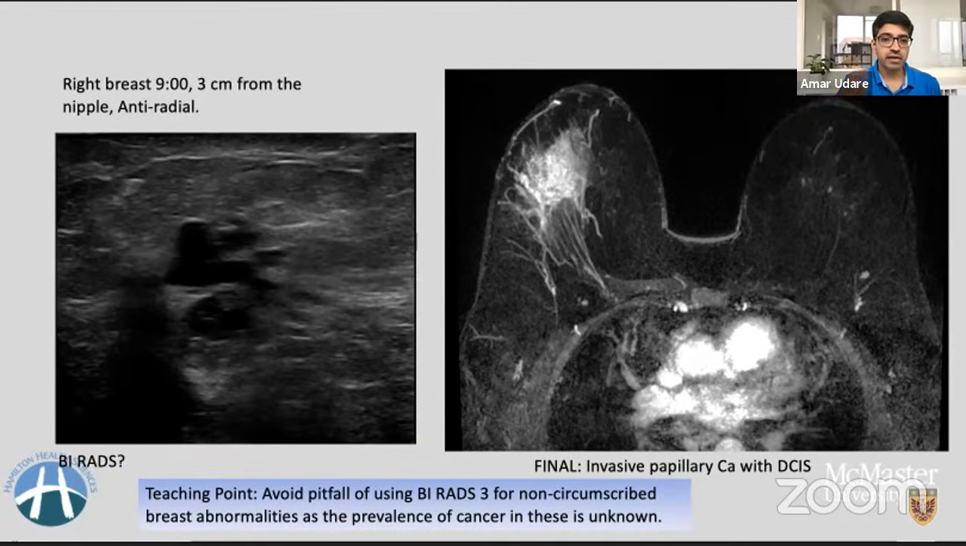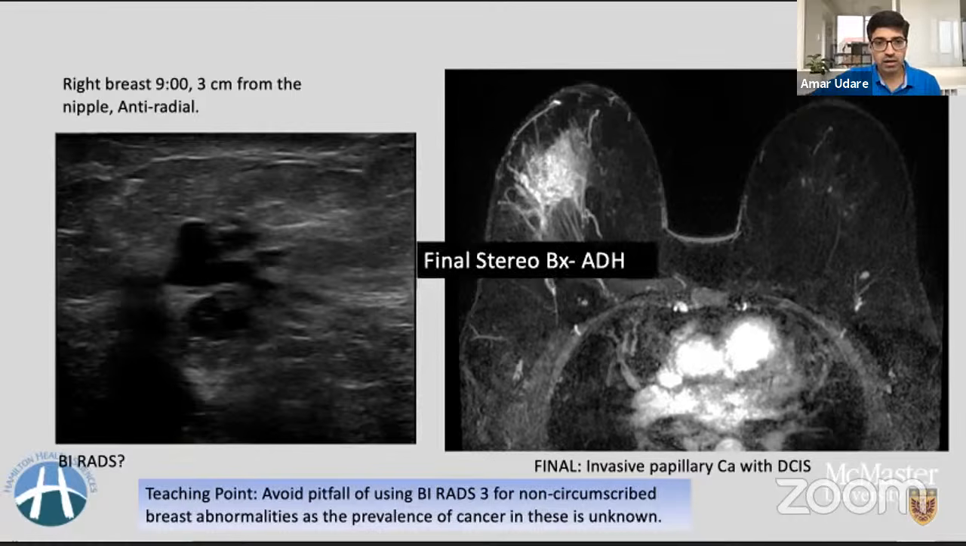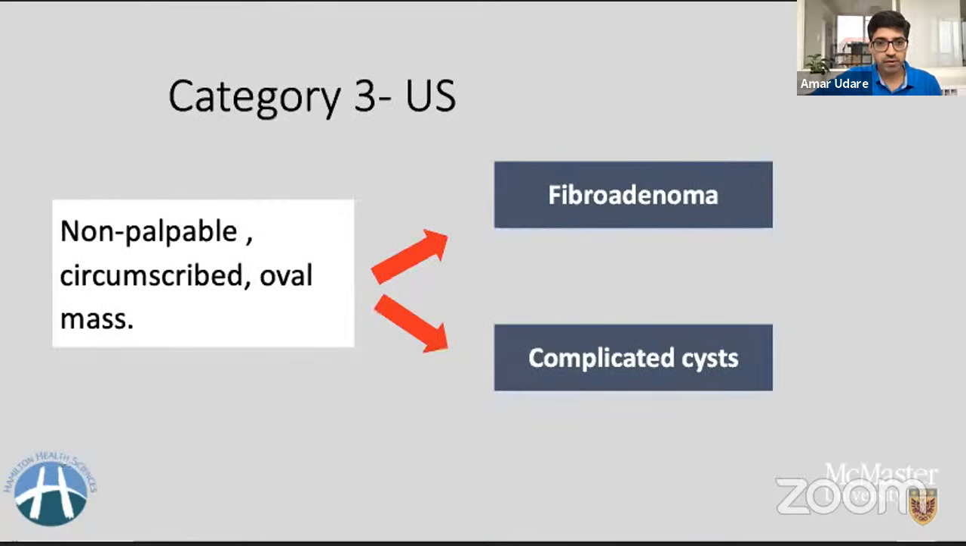So when you are assigning BI RADS 3 for lesions which are not circumscribed and they are not typical oval circumscribed masses or a single circumscribed round mass, you are actually not sure what is the likelihood of malignancy, because the likelihood of malignancy depends on the image morphology. And literature supports its use in circumscribed breast masses where there is a likelihood of malignancy of less than 2%. And in this instance, it turned out to be more, because you have to make sure that you're applying BI RADS 3 correctly. So sorry about that annotation there.